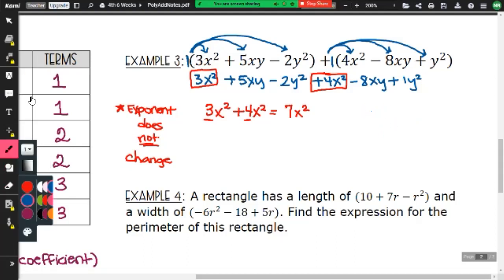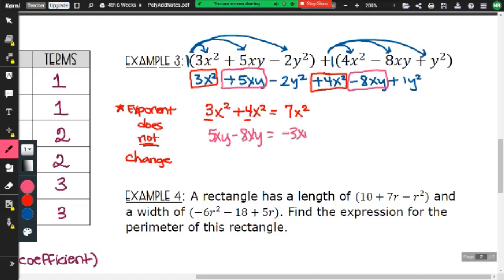And we are going to learn how to use both of them in the same problem by the end of the week. All right, what can I combine with 5xy? Negative 8xy. So 5xy minus 8xy gives us negative 3xy.